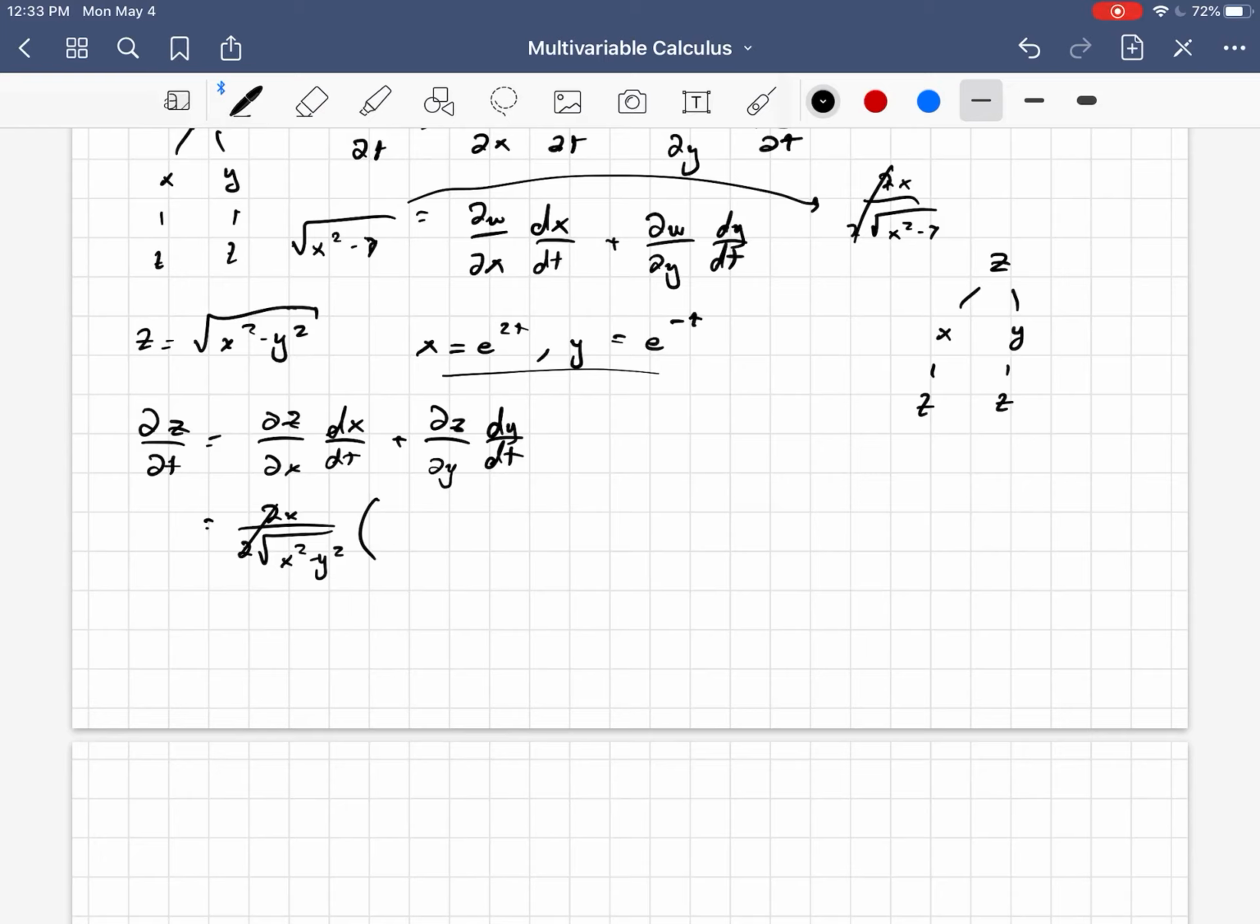Now I need to take the derivative of x with respect to t. So that's just going to be 2e to the 2t, plus partial z with respect to y, by the exact same logic, y over the square root of x squared minus y squared. Normally, we would technically have a 2 and a 2, but then they cancel out.